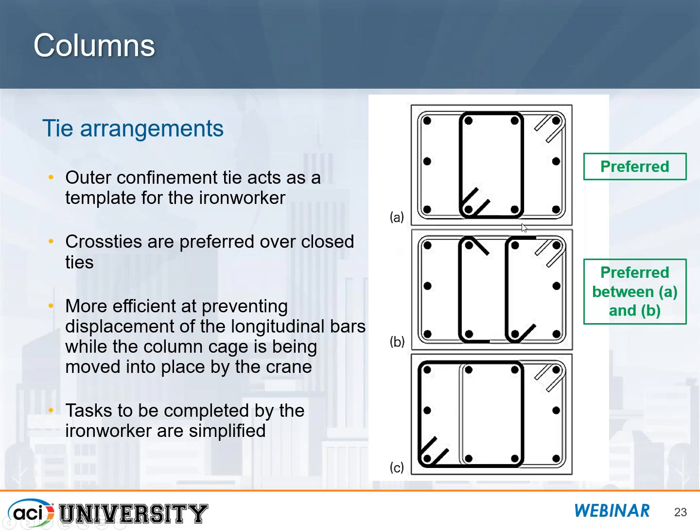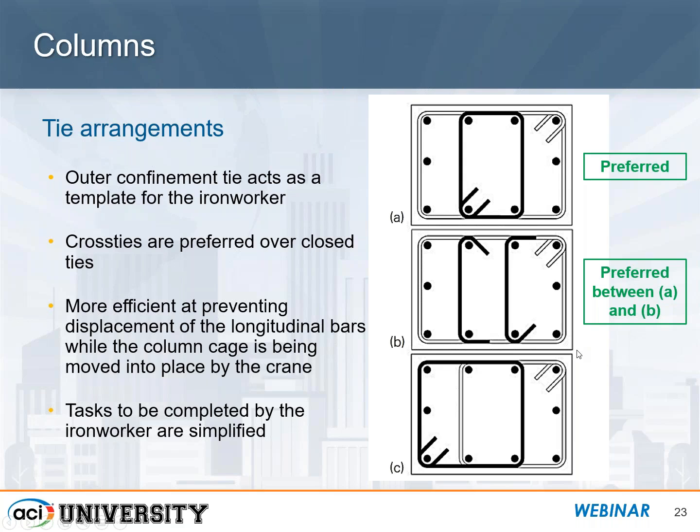So generally speaking, if you can provide B, that's great. A is fine, but not as preferable as B, and we certainly would want to try to avoid C. A and B are much easier for the iron worker to complete their tasks in the field than C, and B is even simpler than A. So this is what we would recommend.